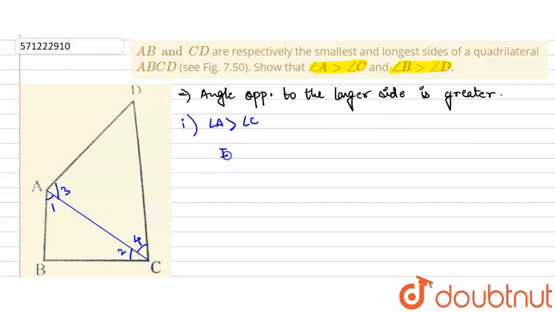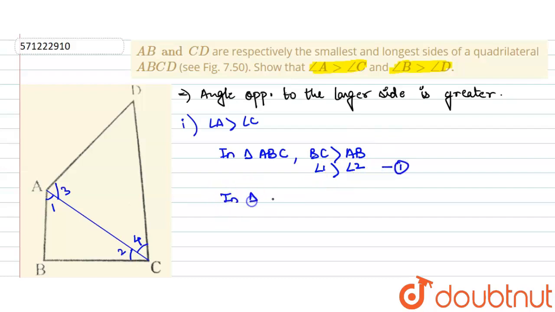Now in triangle ABC, we can see that BC is greater than AB because we are given that AB is the smallest side and CD is the longest side. So BC is greater than AB. Therefore in this triangle BC will subtend the largest angle, and the angle opposite to BC is angle 1. So therefore we can say angle 1 is greater than angle 2. So from here, this is our first equation.